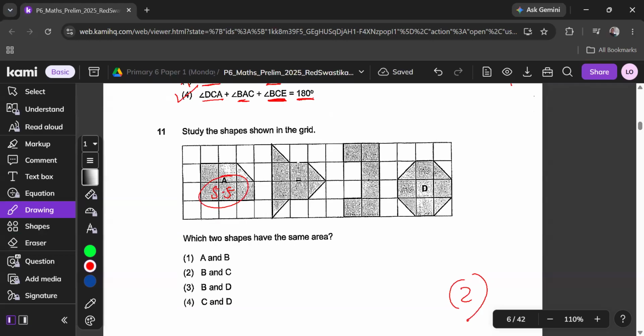Then B will be one, two, three, four, five, six. Two triangles make up a square. Next one, 1, 2, 3, 4, 5, 6. Then the D will be 1, 2, 3, 4, 5, 6, and 7. So D is 7 squares. So which two shapes have the same area? Which is your B and your C. So answer number 2. Okay, P3. This is a P3 question.